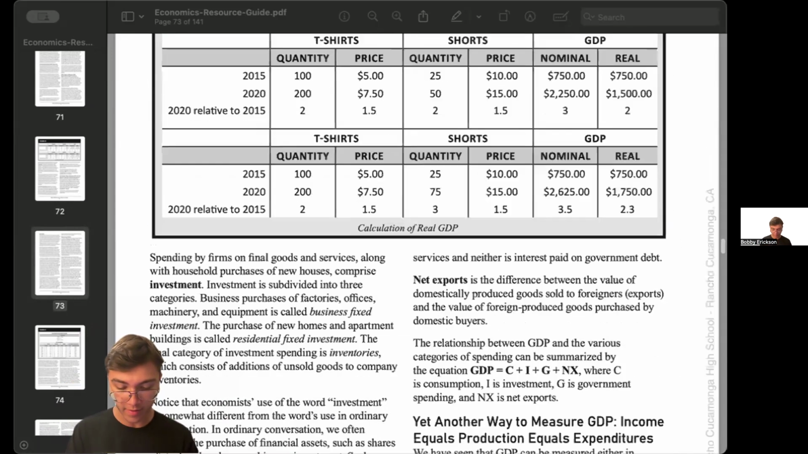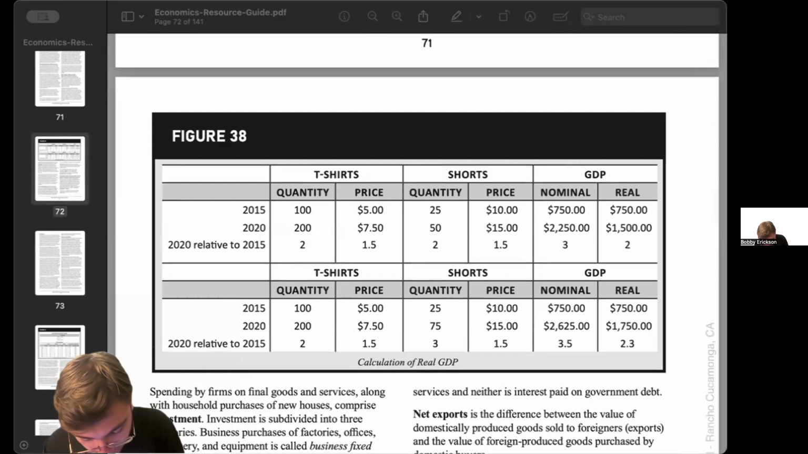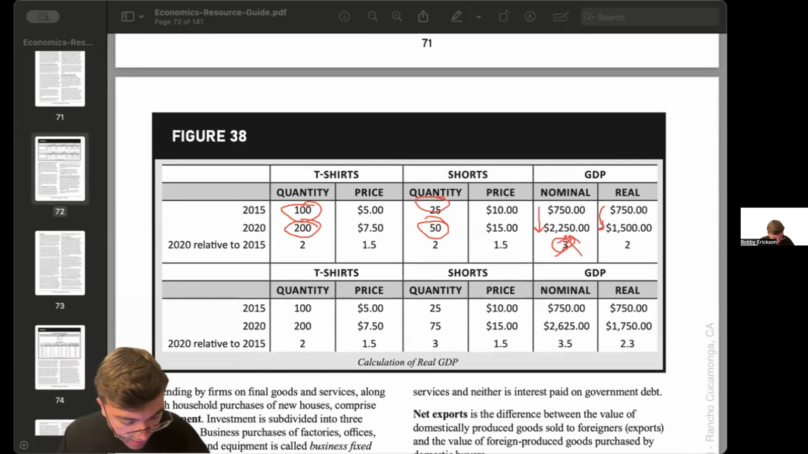So we want to be able to distinguish this quantity change. If we went from 100 to 200 and 25 to 50, we want to be able to show, okay, there was a two times increase, not a three times, because we can see that this illustrates an increase in price levels as a whole.